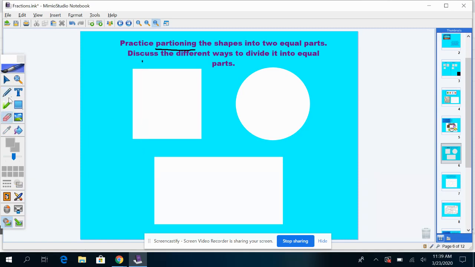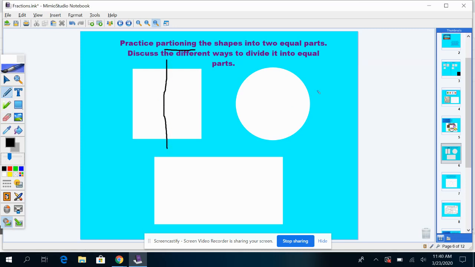Whoops. Okay, so now let's see. I want to make it into halves. Would you call that halves? Yeah, me too. Great job. They're both equal pieces. Now, when you divide shapes or partition shapes, you can make them different ways. So we could go sideways, but we could also go up and down.